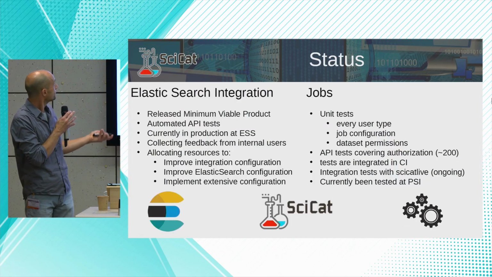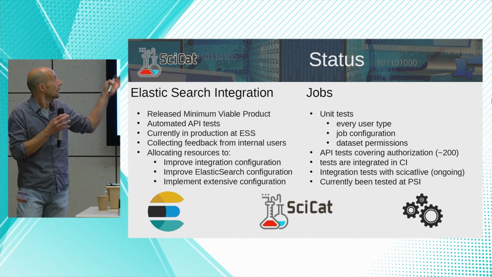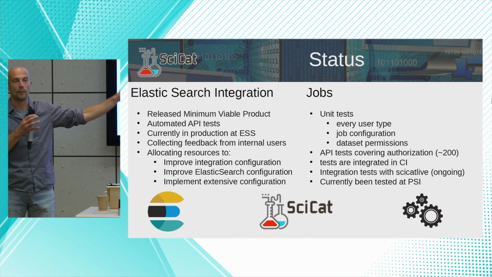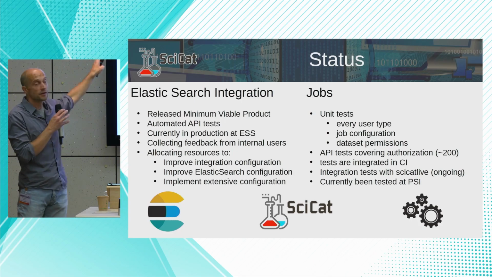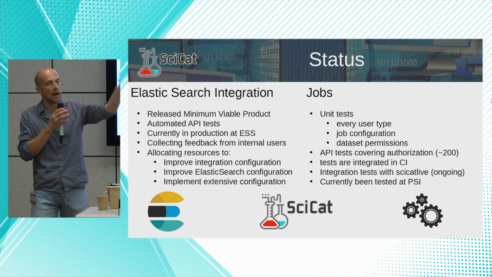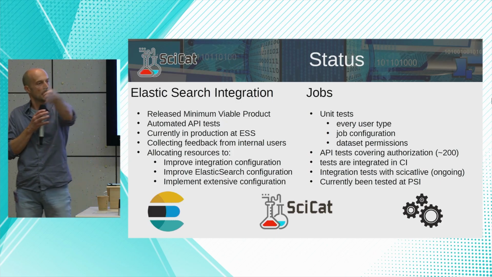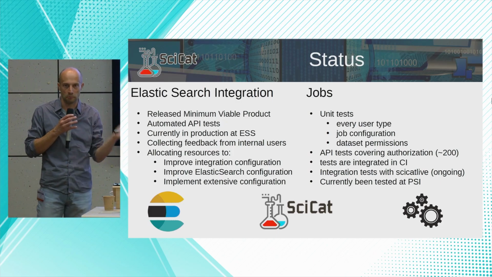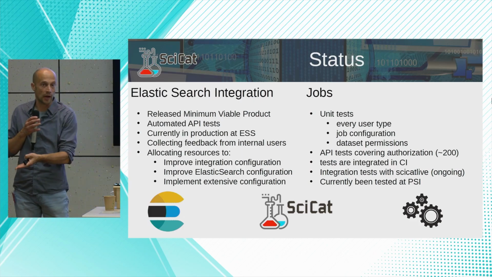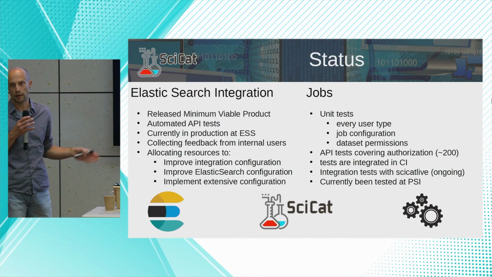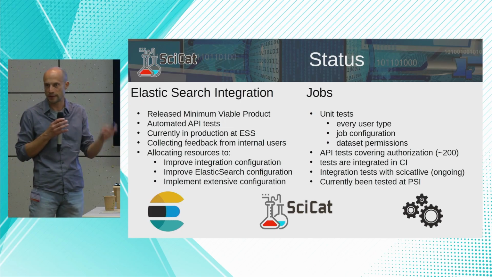And what's the status? Well, regarding Elasticsearch, we have the minimum viable product. We have tons of API tests, so all the API tests that run without Elasticsearch now run with Elasticsearch. So if anything breaks specifically for Elasticsearch, we will find it. It happens all the time that you test on the normal database and then Elasticsearch doesn't like it.